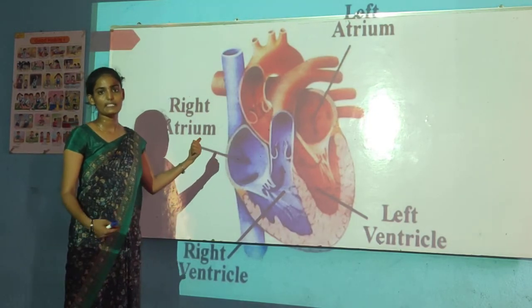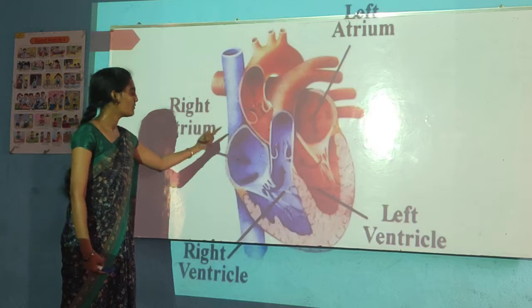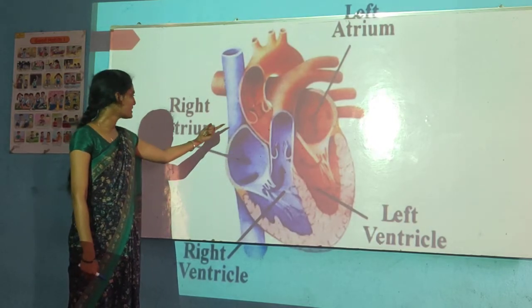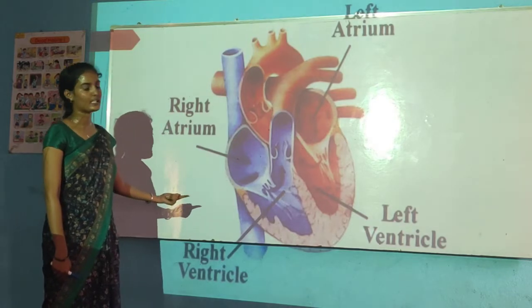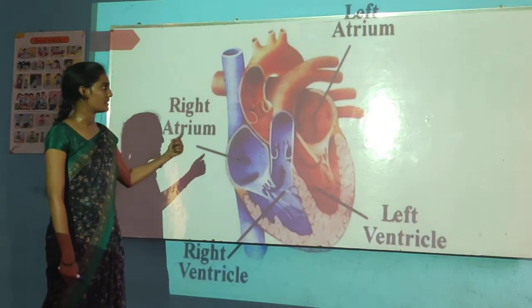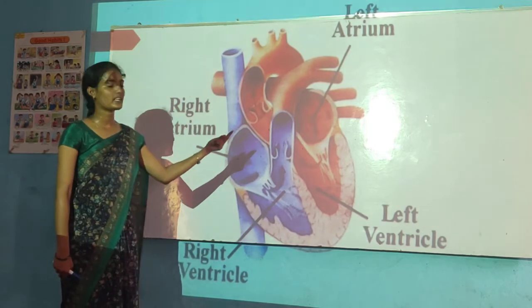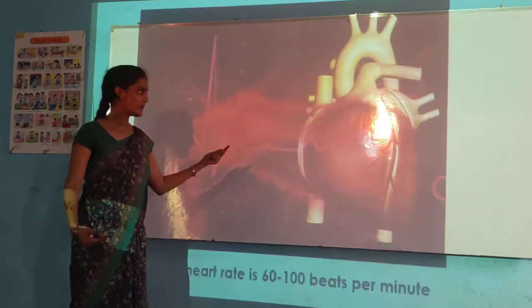Here you can see, students, the right side of the heart is shown in blue color, because deoxygenated blood is carried by the veins, and those veins enter the right side of the heart. So the right atrium and right ventricle contain the deoxygenated blood. Coming to the left side, the left atrium and left ventricle, shown in red color, contain the oxygenated blood.